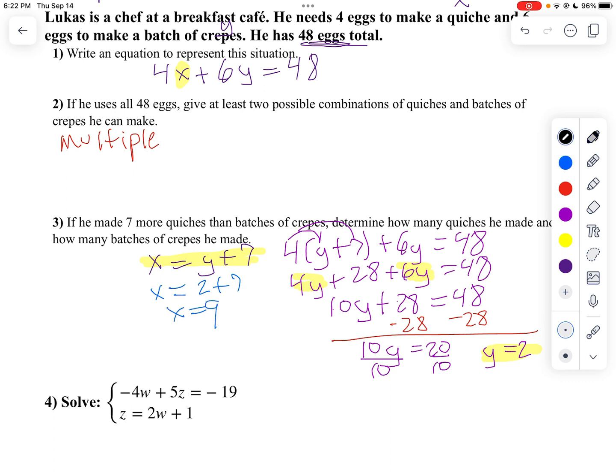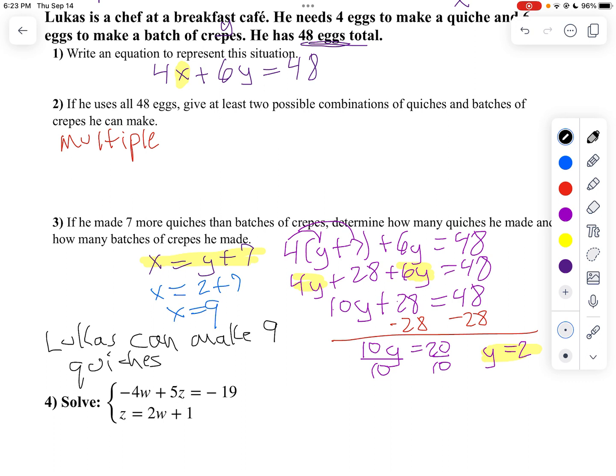Since it's a word problem, we want to answer in a complete sentence. So we're going to say, who are we talking about? Lucas can make 9, in this case, quiches. Oh, that's all they asked. And 2 crepes. But that's what we got to do.